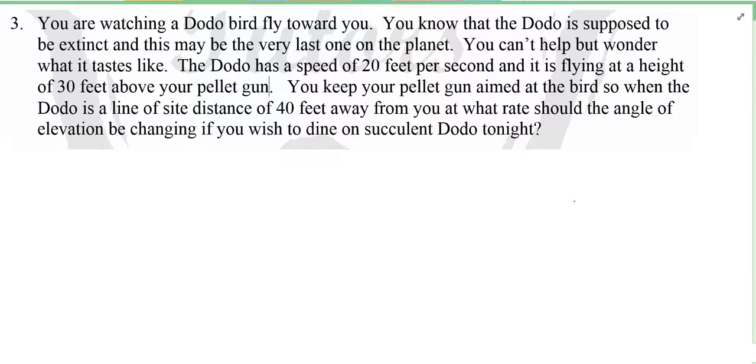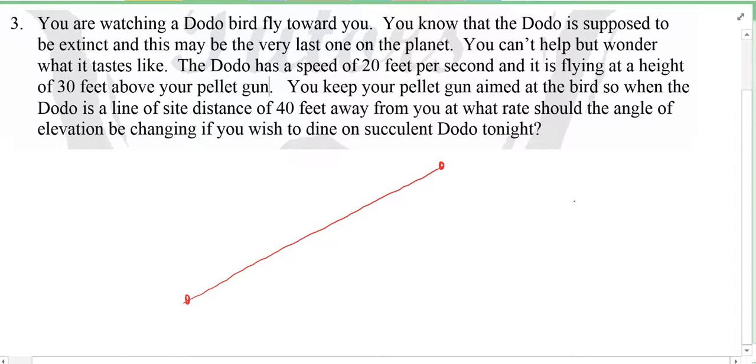So, the dodo bird, it's up here flying. You are down here. There's your pellet gun right there. Boom. You are aiming your pellet gun at the dodo bird. We know that the dodo bird is exactly 30 feet above the gun.